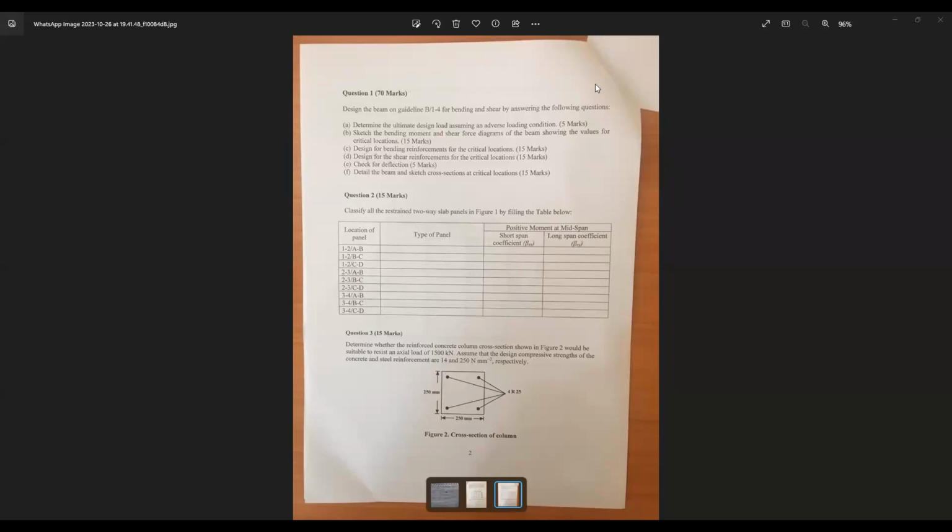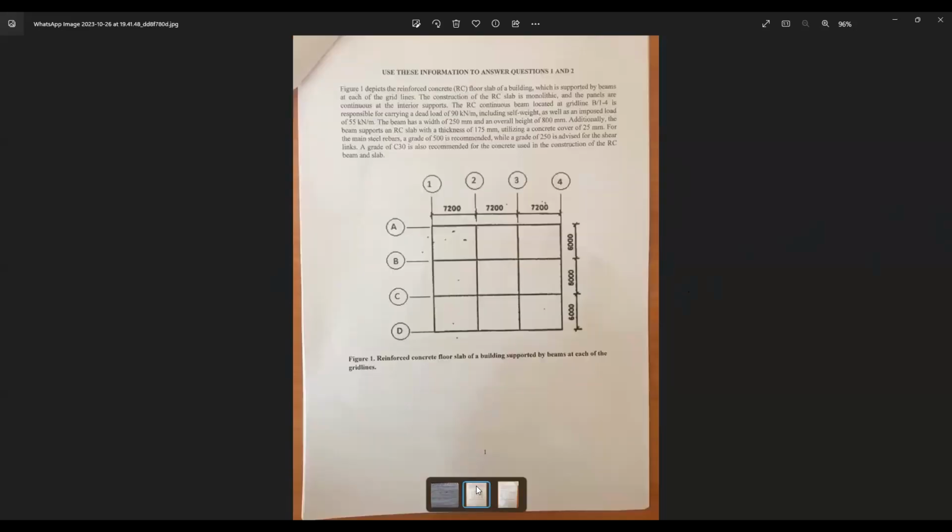We are going to tackle question 2. It says that we should classify all the restrained two-way slab panels in figure 1 by filling the table below. So let's look at figure 1. This is the figure he's talking about.